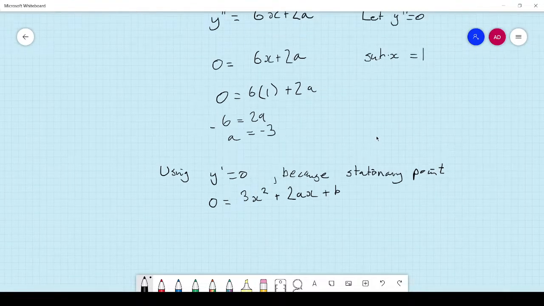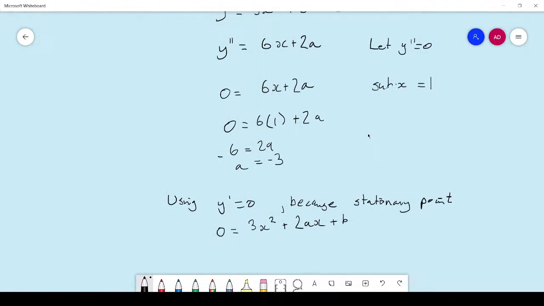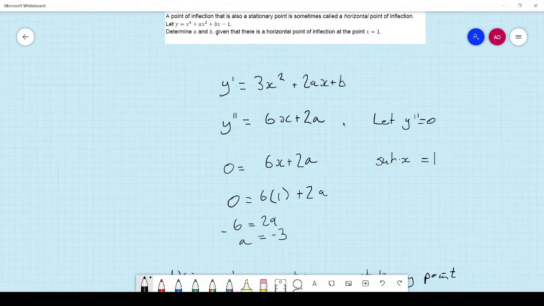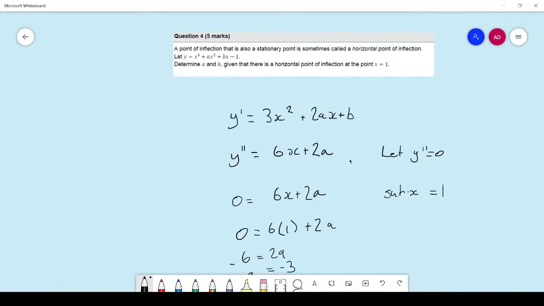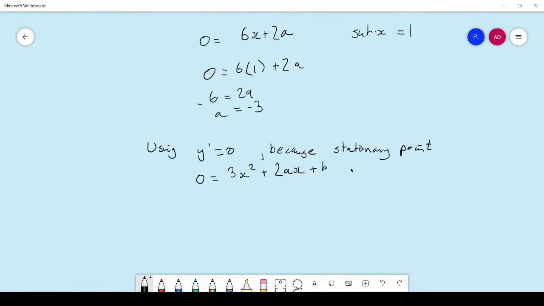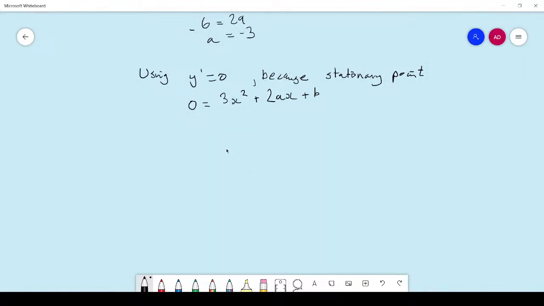In case it wasn't clear, the reason we can sub in x equals 1 is because a point of inflection that is also a stationary point. So if we know the location where the inflection point occurs, we also know that's the same location as the stationary point. And we can sub in a equals negative 3 because a is just a constant in the equation, right? So that should never change.